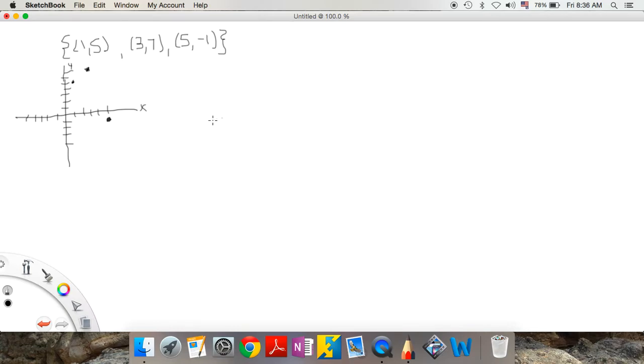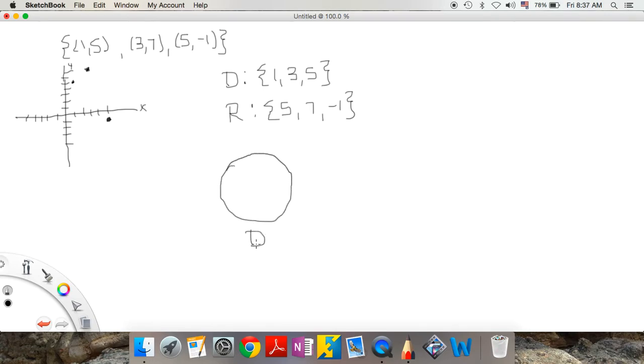The other way you can do it is using your domain and range. You can make a circle mapping. We said the domain of this one was 1, 3, and 5, and the range was 5, 7, and -1. To make a circle mapping, you draw a circle, and that's your domain. We write the domain numbers in there. Then we have our range, another circle, and you write your range numbers in there, and then we map from one to the other.